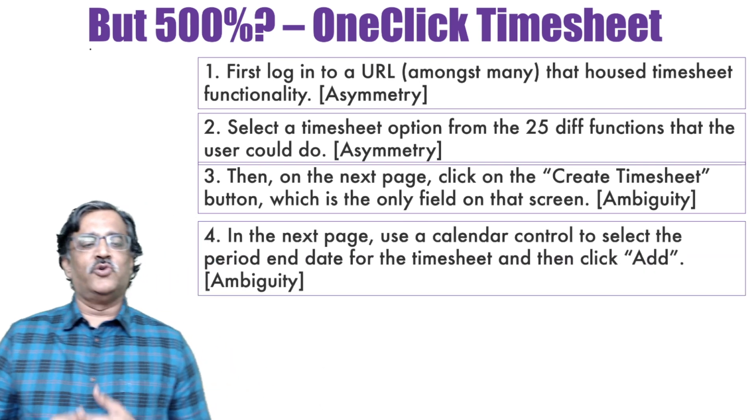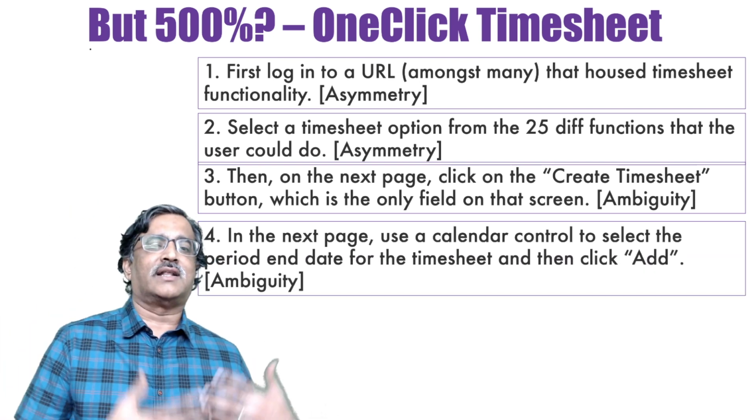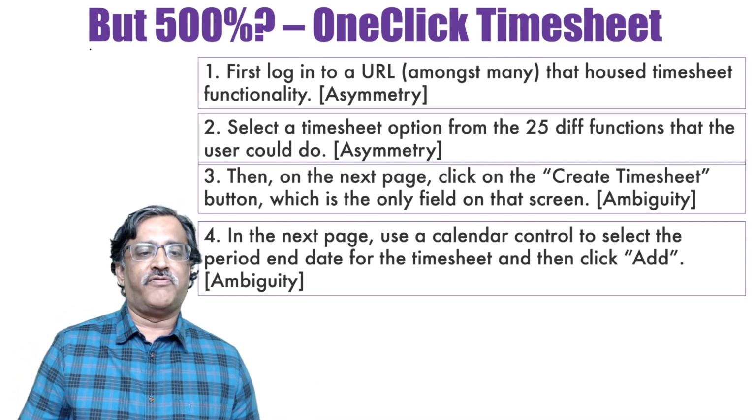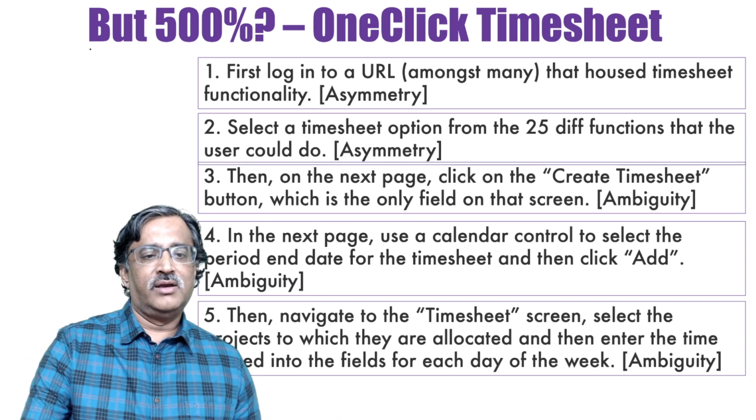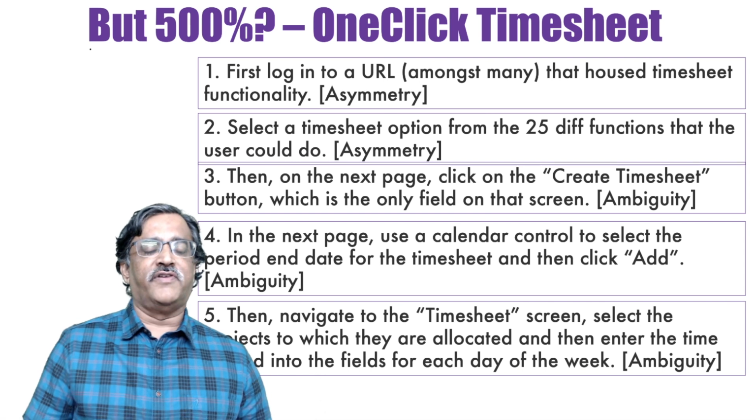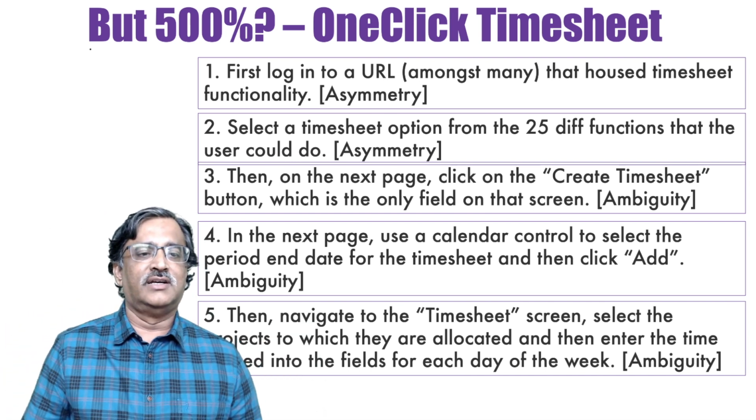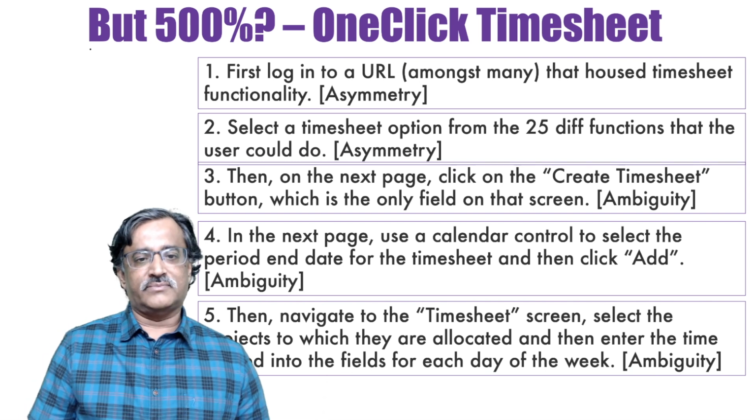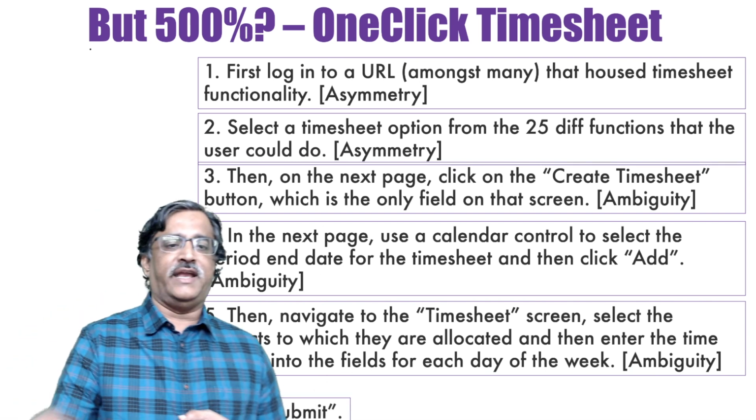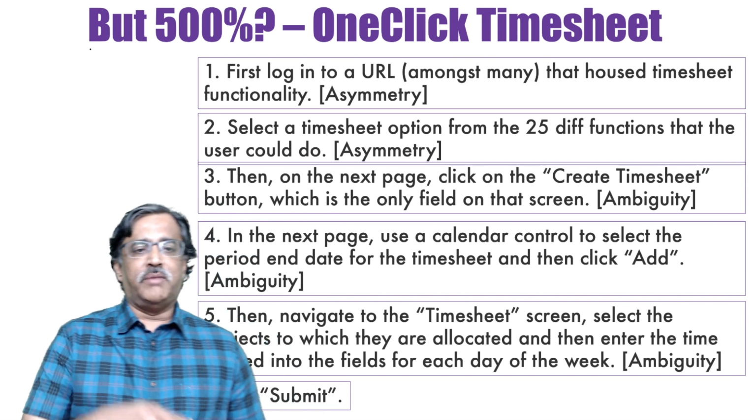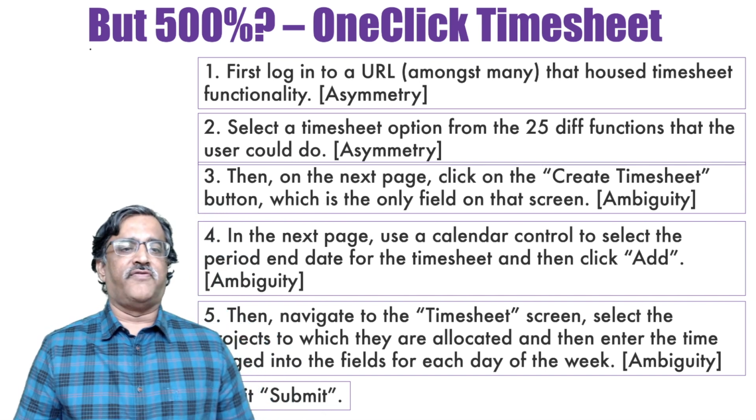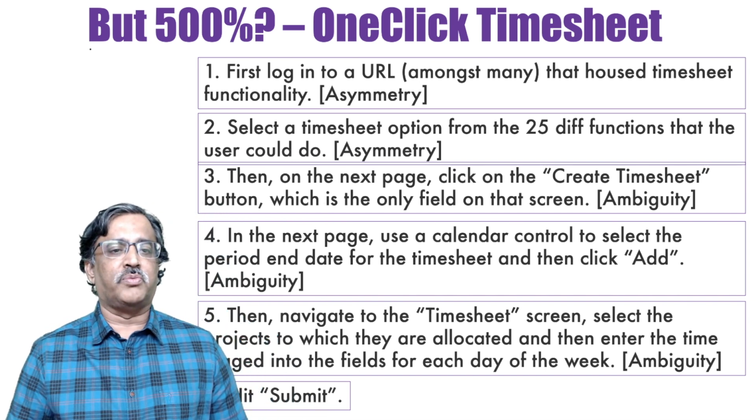On the next screen, you will use the calendar control and select the time period for which you are filling the timesheet. And then you actually get in the fifth step to the actual timesheet screen, and here again you have to select all the projects to which you are booking time, and then actually enter the time and then hit the submit. Now I marked in parenthesis the 5 A's and how the opportunities were spotted.